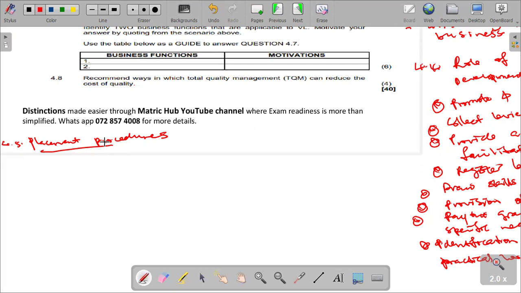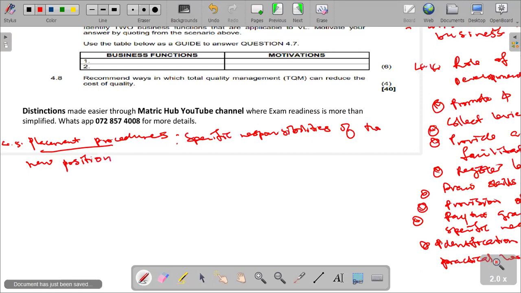The specific responsibilities of the new position must be clearly outlined. That is point number 1.